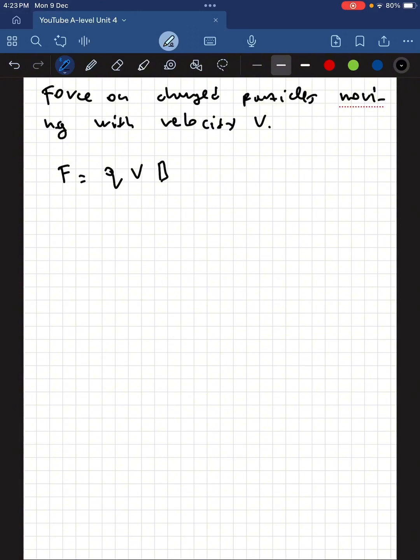Now let's check something. So let's call this a loose proof. Maybe loose is not a good word. Let's use informal proof. Okay, so actually no, let's start with F equals BIL.